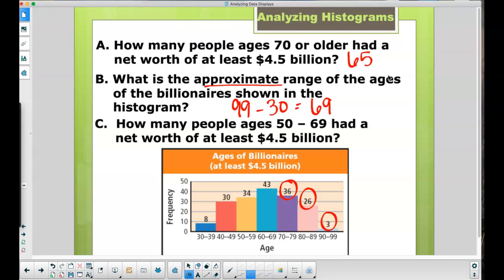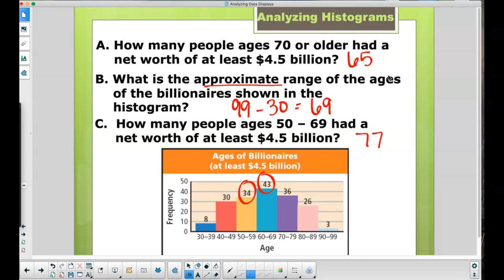Okay. Letter C. How many people ages 50 to 69 had a net worth of at least 4.5 billion? 50 to 69. How many would that be? Tyler? 77. You're adding these two columns together.